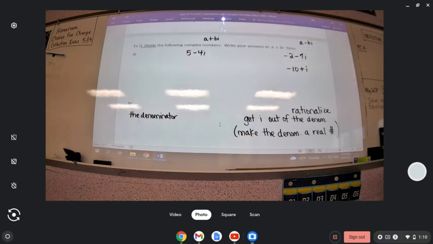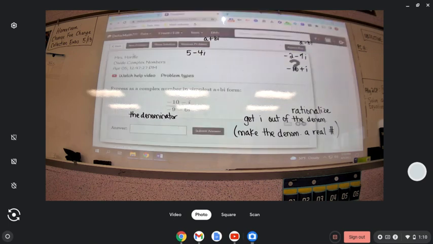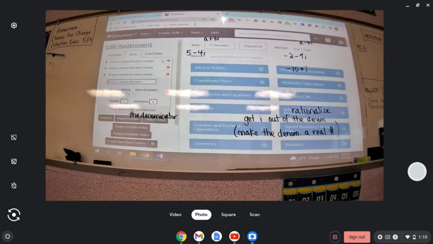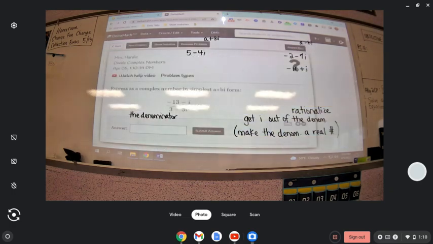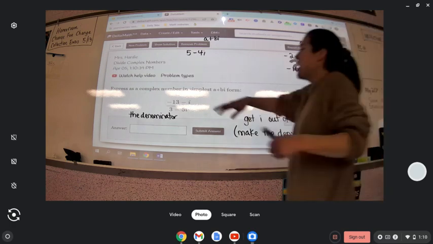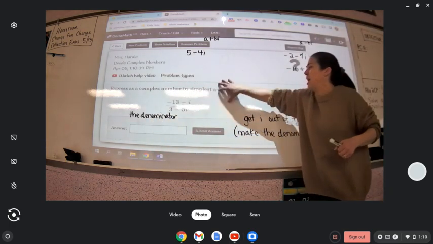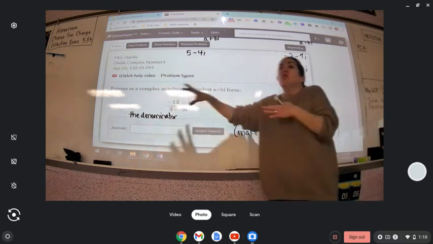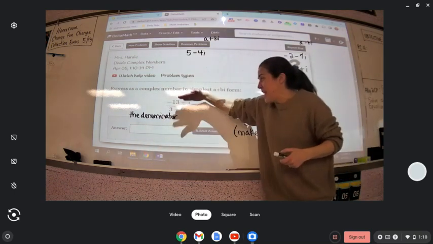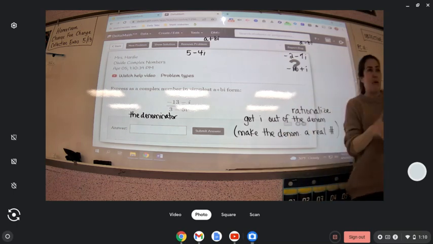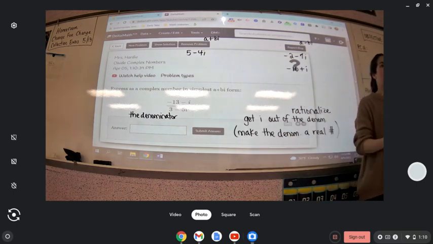All right, so we're going to do examples on the back, so flip it over. So guys, I said in the directions, divide the following complex numbers, write your answers in a plus bi form. Delta Math directions are going to be different, but they mean the same thing. This is what it's going to look like on Delta Math. All right, so Delta Math is going to say, express as a complex number in simplest a plus bi form. So they're not even going to use the words divide. Your job is to take this division problem and express it as a simplest form of a complex number.